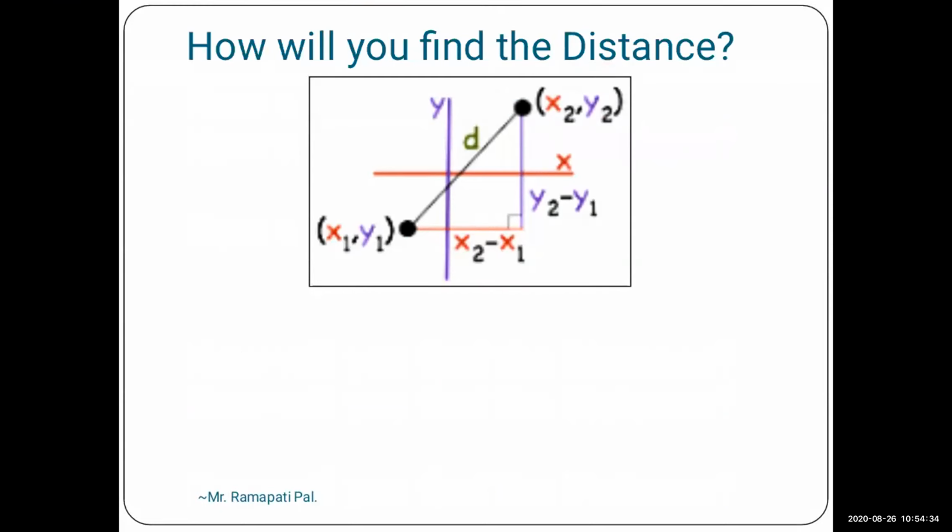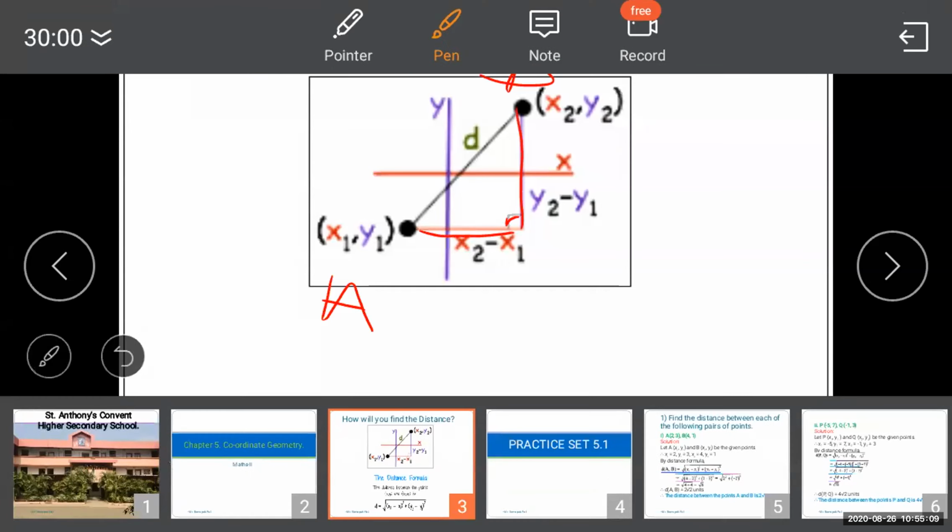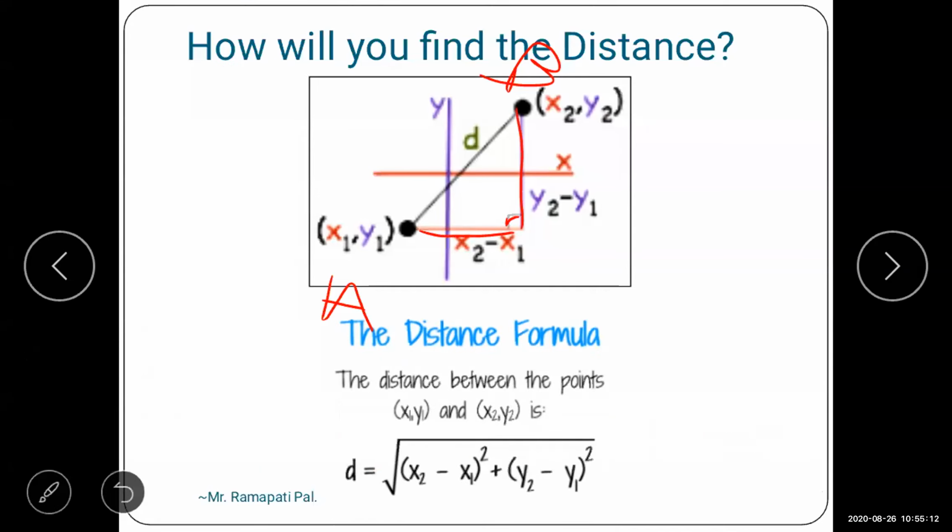Now how will you find the distance? Suppose this is point A and this is point B. So how are we going to find out the distance AB? In that case, we draw a line parallel to the x-axis and a line parallel to the y-axis, and then it becomes a right angle triangle. Then by Pythagoras theorem, it is like a Pythagoras theorem.